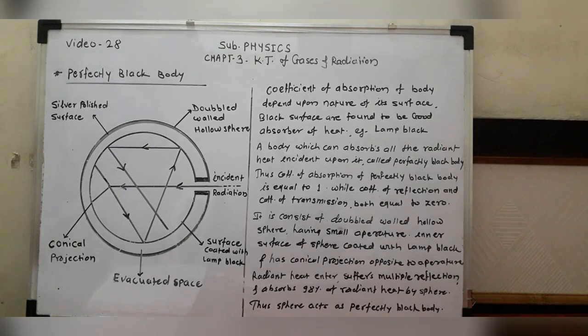Now we have to consider that there are some substances through which heat radiation can pass, which are known as diathermal substances. Examples of these diathermal substances are glass, quartz, sodium chloride, hydrogen, oxygen, dry air, etc. These are the substances through which heat radiation can pass, called diathermal substances.